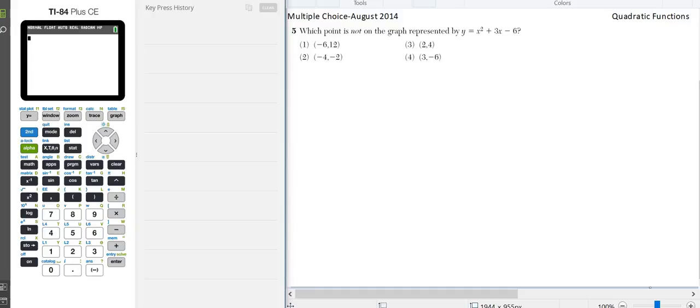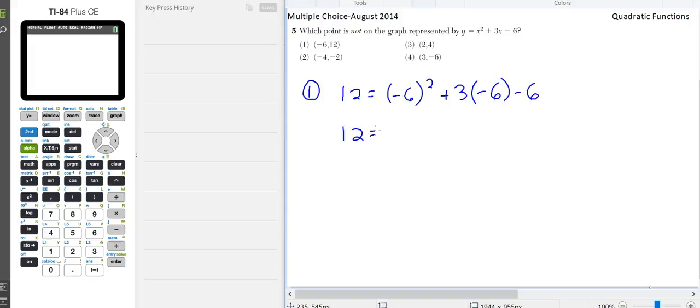Let's start with choice 1. The x value they give us is -6, the y value is 12. So wherever we see a y, we're going to plug in a 12. Wherever we see an x, we're going to plug in -6. So 12 is equal to -6 squared plus 3 times -6 minus 6.